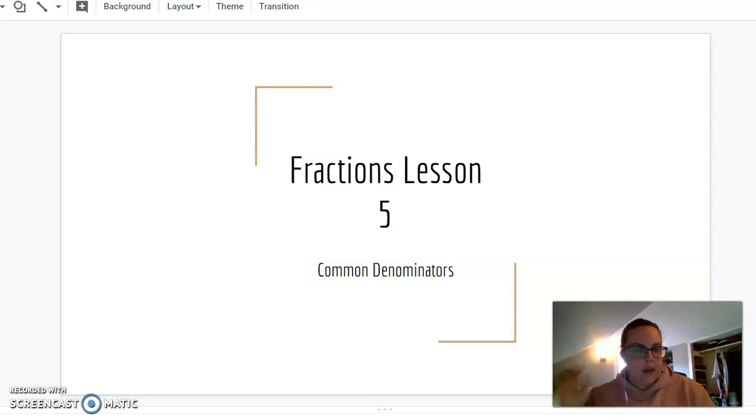Okay, folks, we are back for fraction lesson 5. And this is where we really start to approach being able to add all different types and subtract all types of fractions. So, common denominators.